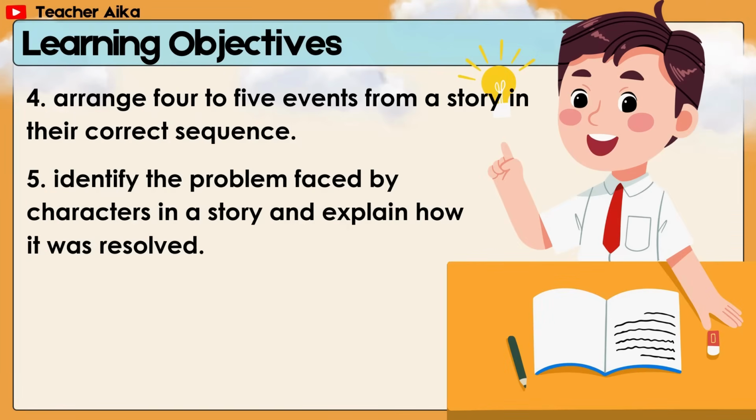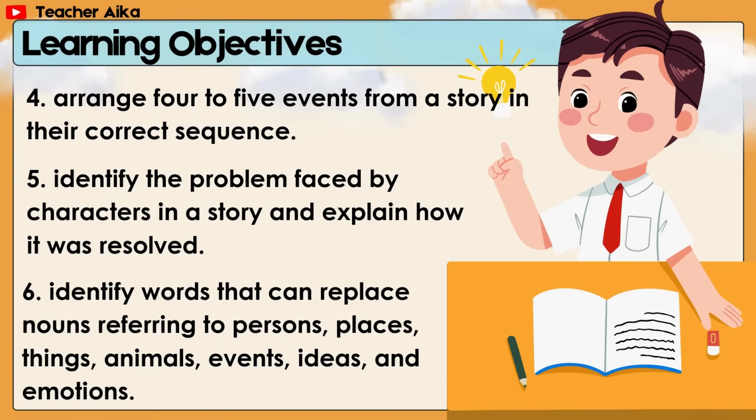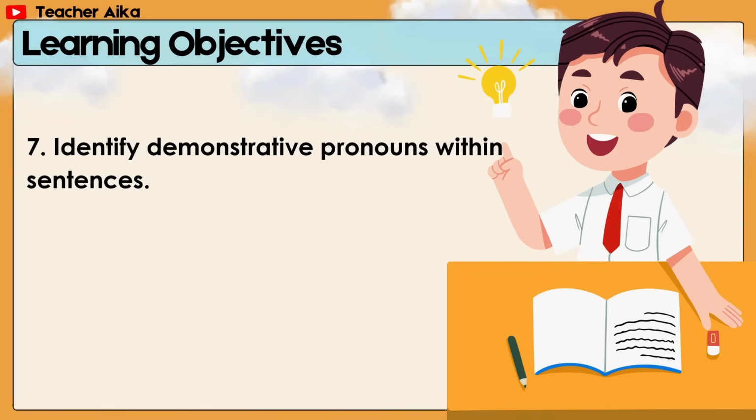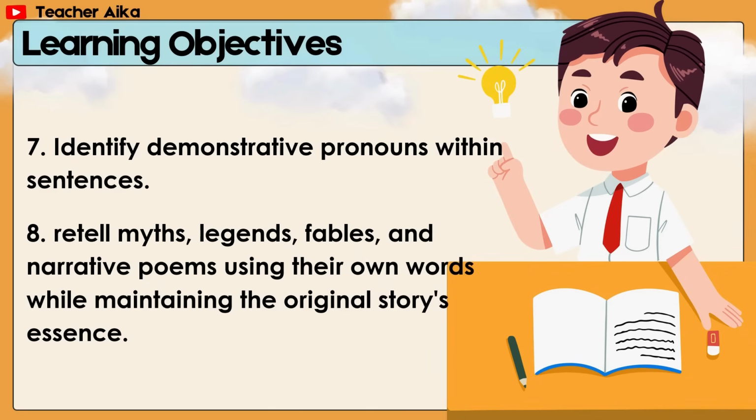5. Identify the problem faced by characters in a story and explain how it was resolved. 6. Identify words that can replace nouns referring to persons, places, things, animals, events, ideas, and emotions. 7. Identify demonstrative pronouns within sentences. 8. Retell myths, legends, fables, and narrative poems using their own words while maintaining the original story's essence.